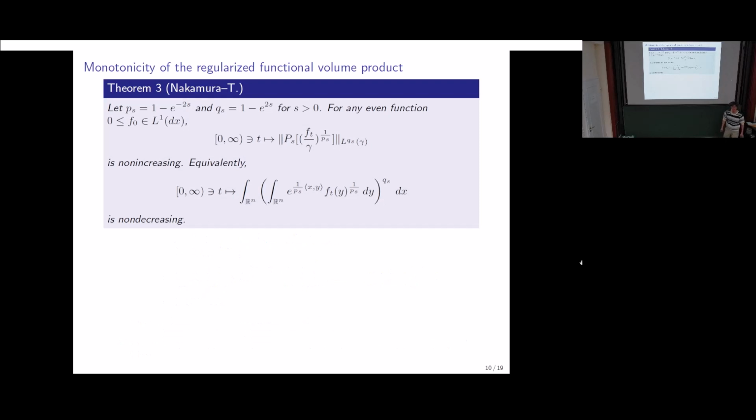In the previous proof, why did you use the function as even? Yes, we use the evenness to show this. The proof we will mention later, maybe very briefly. In this identity, you don't need evenness. But to prove monotonicity, you need the evenness. But for the identity, you don't need that.